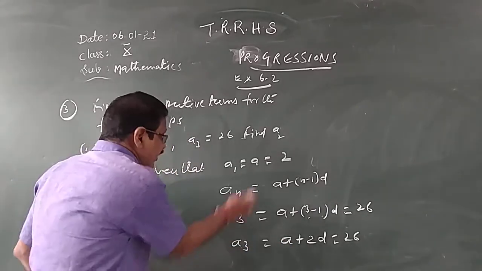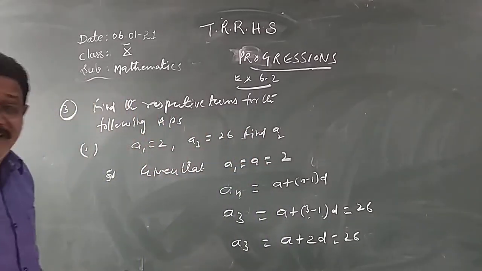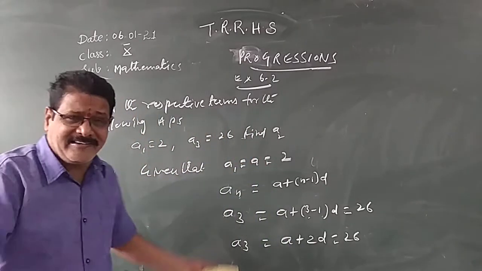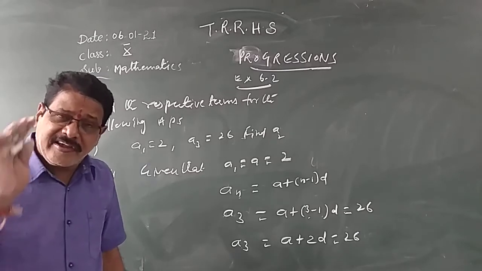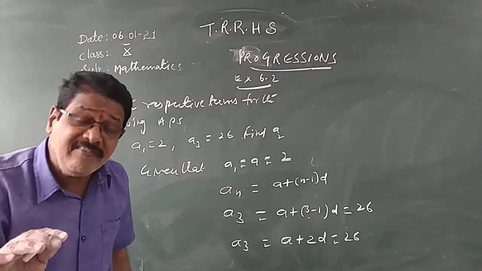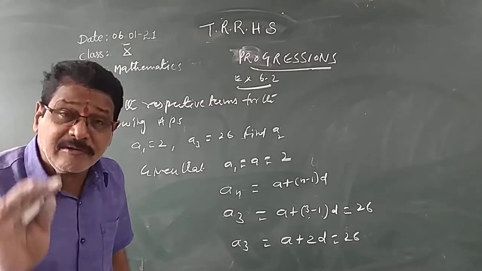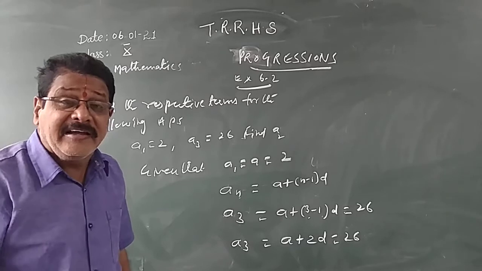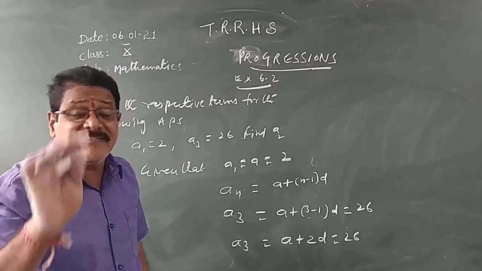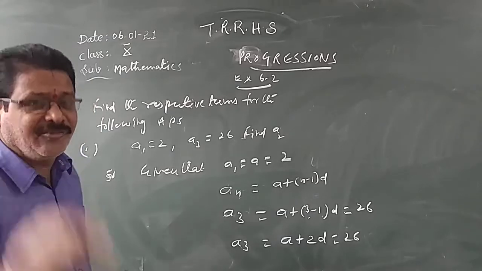A3 is 26, so A plus 2D is equal to 26. Hereafter I will write directly. A3 means A plus 2D. A4 means A plus 3D. A5 means A plus 4D. A10 means A plus 9D. 12th term means A plus 11D. 100th term means A plus 99D. 88th term means A plus 87D. 70th term means A plus 69D. Like that you can reduce it.